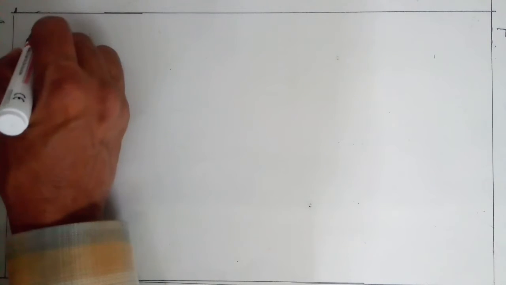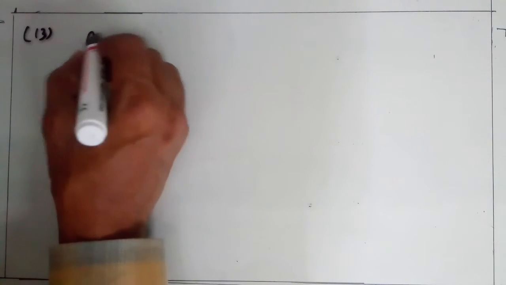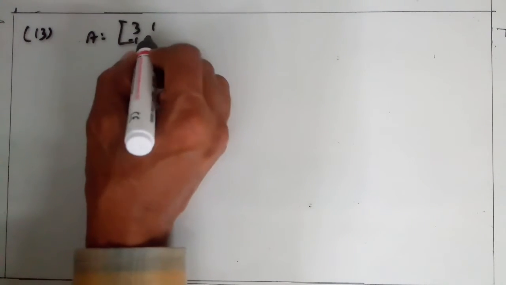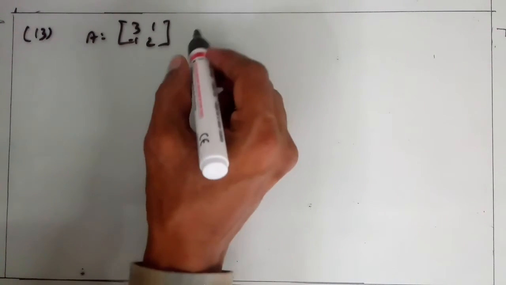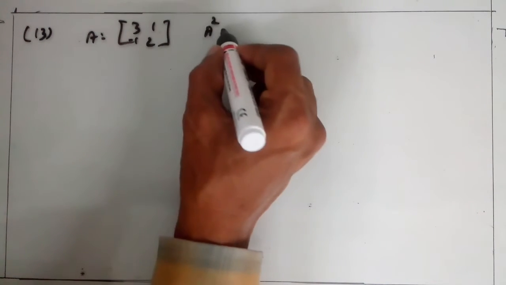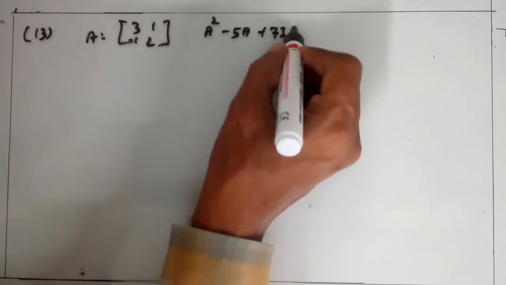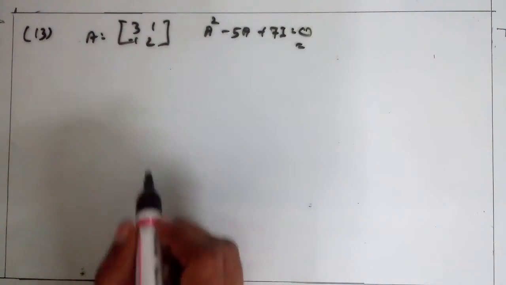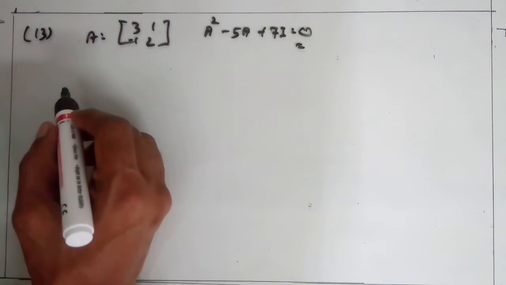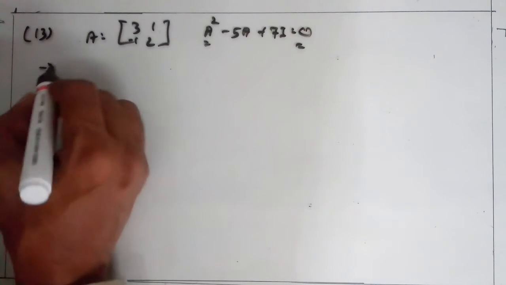Now question number 13. If A is equal to 3, 1, minus 1, 2, show that A square minus 5A plus 7 into I is equal to 0. Hence find A inverse. For this, first we get A square.